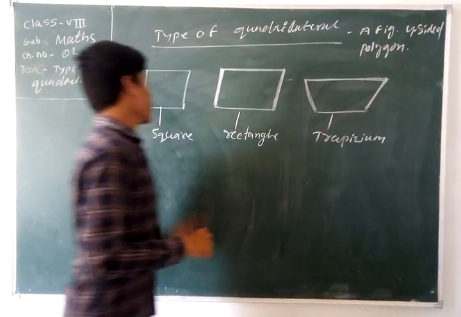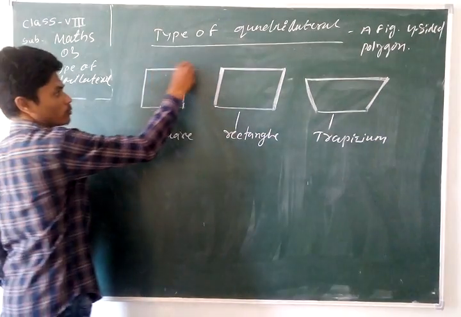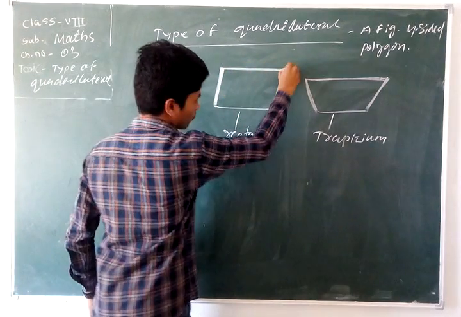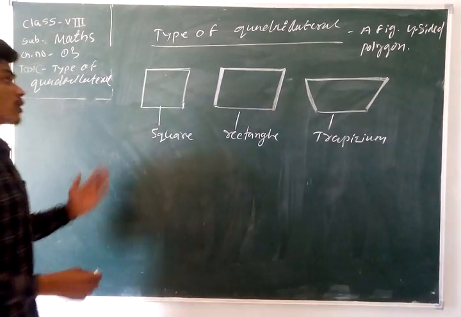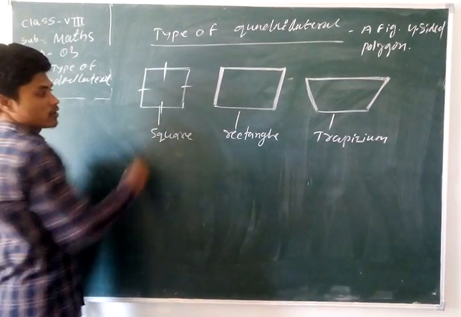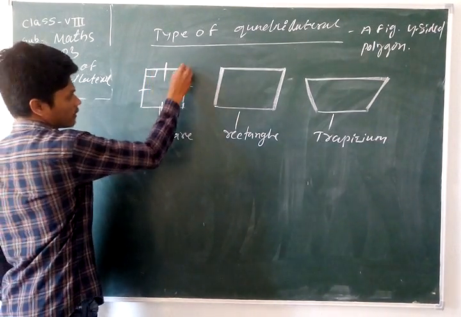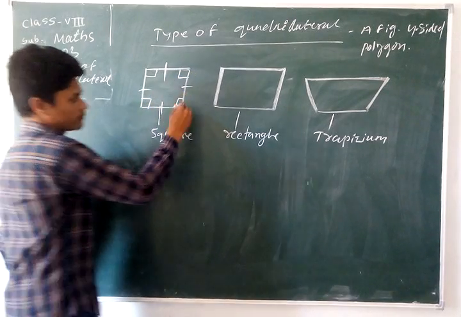Okay. Then rectangle has how many sides? Four sides. The square also has four sides. Trapezium also has four sides. Then they have their own properties. Square means what? All sides are equal and all angles are 90 degrees. Okay.